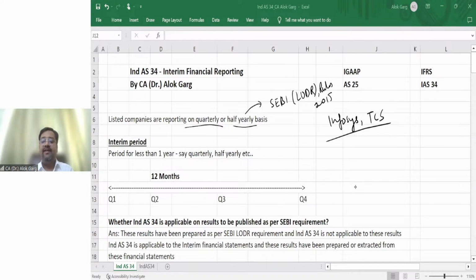What is meant by general purpose financial statement? It is relevant for the stakeholders or users of the financial statement at large, which may be available to the general public. So we are talking about those financial statements. For private limited companies, the annual financial statement is the general purpose financial statement. For listed companies, the interim financial results, interim financial reporting, as well as the annual financial statement are the general purpose financial statements. Is that clear, Shriram?